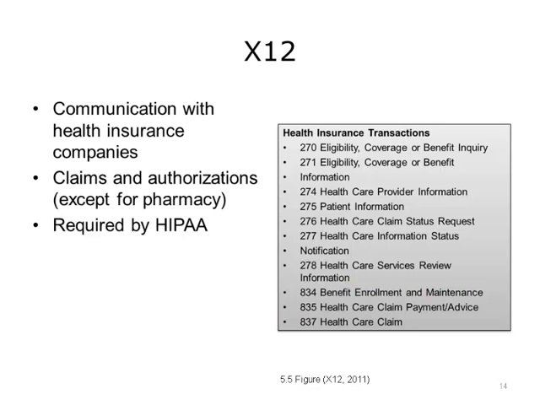Another information standard in healthcare is X12. X12 is important because it provides the standard messages for communication with health insurance companies. This is how it communicates claims and how it communicates authorizations, except for pharmacy. Here is a list of particular transactions or messages used for claims and authorizations. The 270 message is for eligibility coverage or benefit inquiry, and the 837 message is for healthcare claim. HIPAA requires that X12 be used when providers communicate with payers.